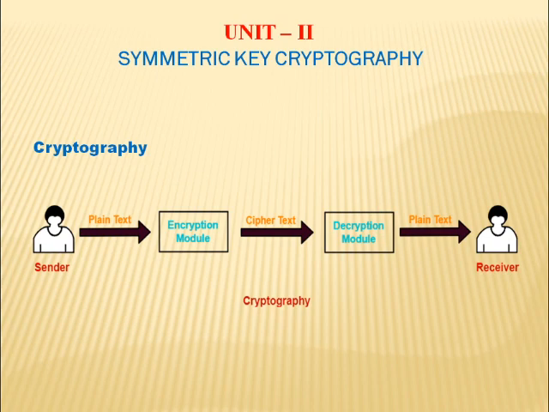Just think about why we are sending ciphertext, converting plain text into ciphertext and then converting it back to plain text. Why? Because if you send plain text directly to the receiver through some unsecured channel, then unauthorized users can see that message. To avoid that, we convert the original text to ciphertext. Ciphertext means secret text.